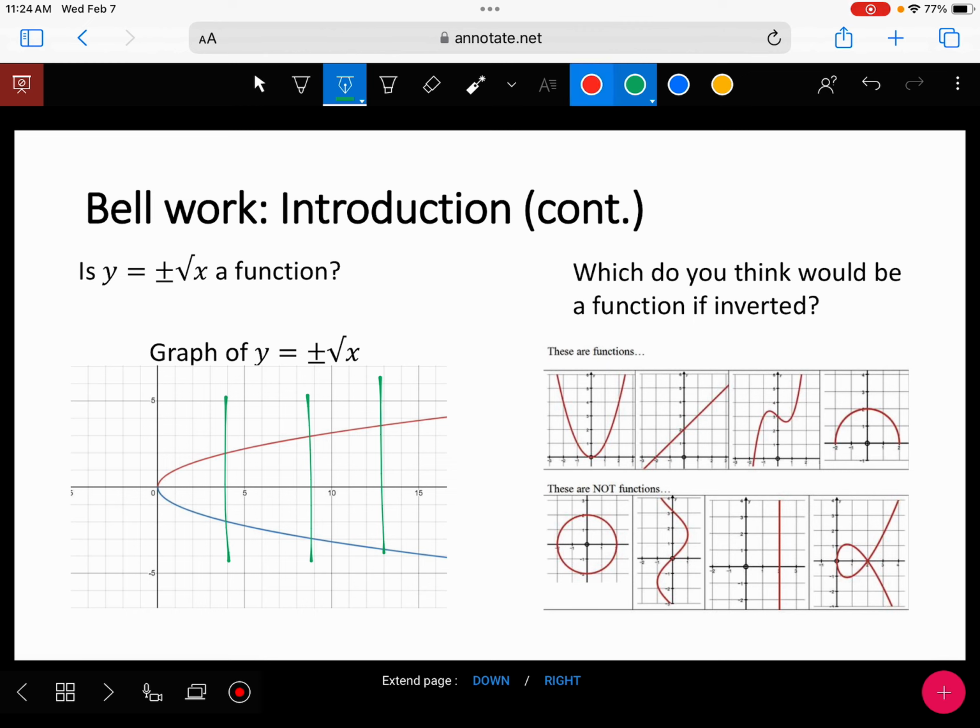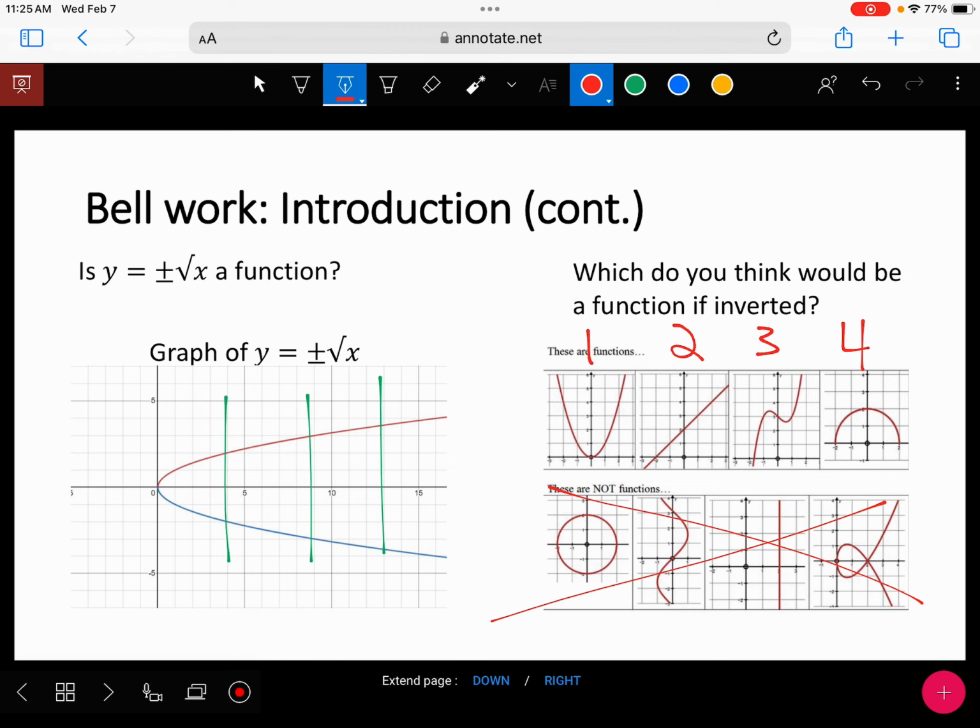So once again, it's the same 8 pictures on the right-hand side, but we're only going to look at the top row. We'll call it 1, 2, 3, and 4. I want you to take about a minute. You can talk to someone, but write down in your notebook which of those 4 you think would still be a function if we inverted them. Like if we took those graphs and whatever their function rule was, found its inverse and then graphed that, which one do we think would still be a function?